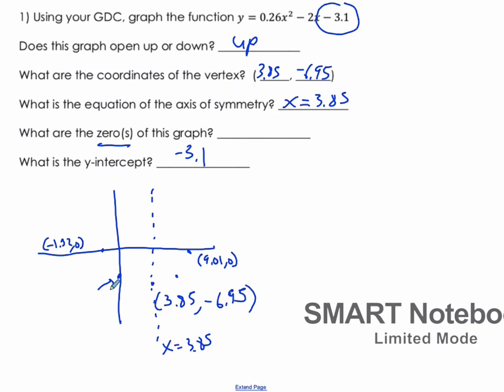Okay, I'll sketch the axis of symmetry too. And I'll label this y-intercept. So I think I've got everything labeled, and the parabola looks like that. Okay, so the x-intercepts are negative 1.32 and 9.01.